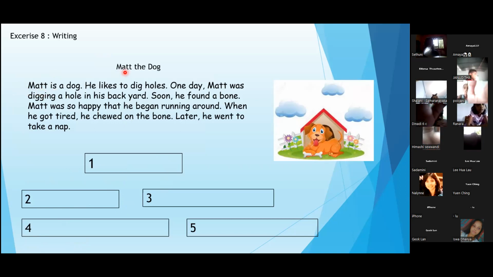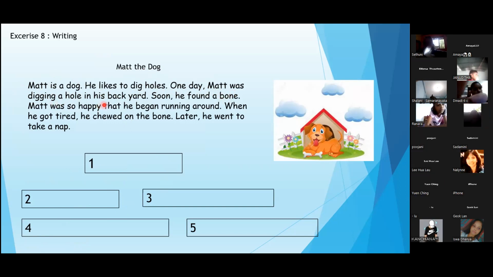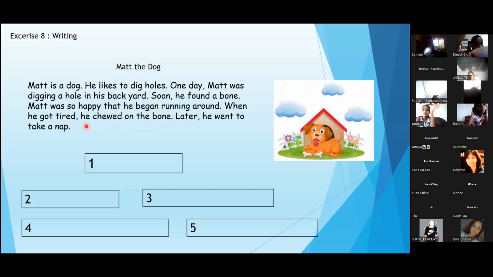What's the title of the story? Very good. Good job. Well done. Again, I'm going to read for the benefit of children who didn't read along. All right.